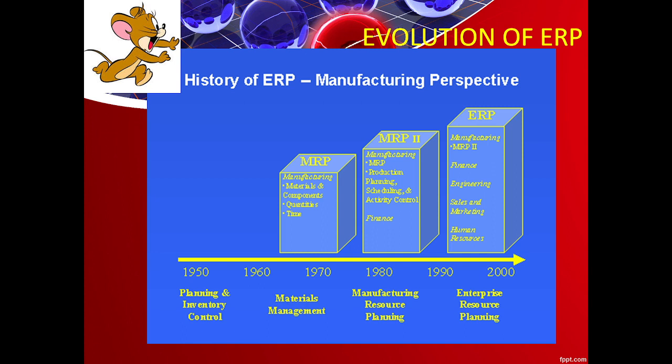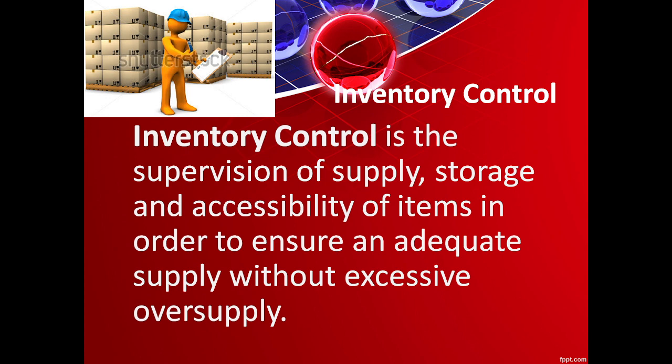Then came the era of manufacturing resource planning, wherein all the components of manufacturing resources relating to production, scheduling, activity control were taking place. And then we came to ERP, where we are connecting the dots, not only from the manufacturing area but also from finance, engineering, sales and marketing, and human resources. So inventory control, what is inventory control? It is the supervision of supply, storage and accessibility of items in order to ensure an adequate supply without excessive oversupply.